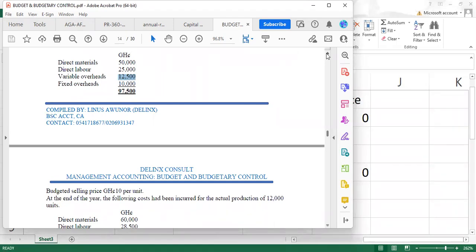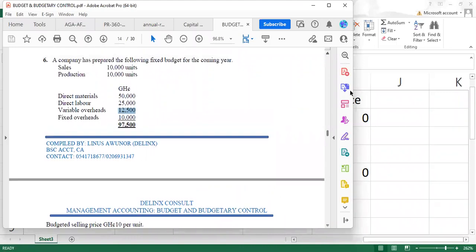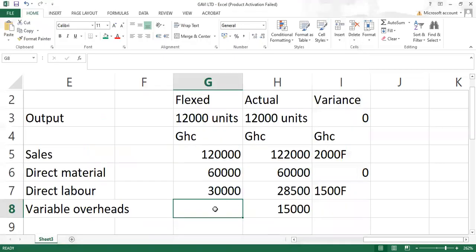15,000. 18,000. 18 or 15? The cost is 12,500. When you divide it by the budgeted output of 10,000, you get 1.25. When you multiply it by the actual level of activity, which is 12,000, you get 15,000. Are we all getting 15,000?